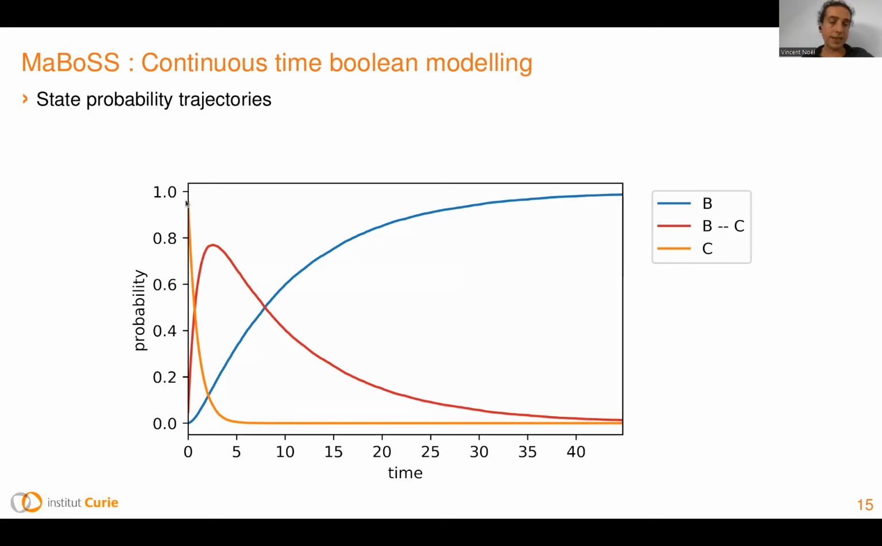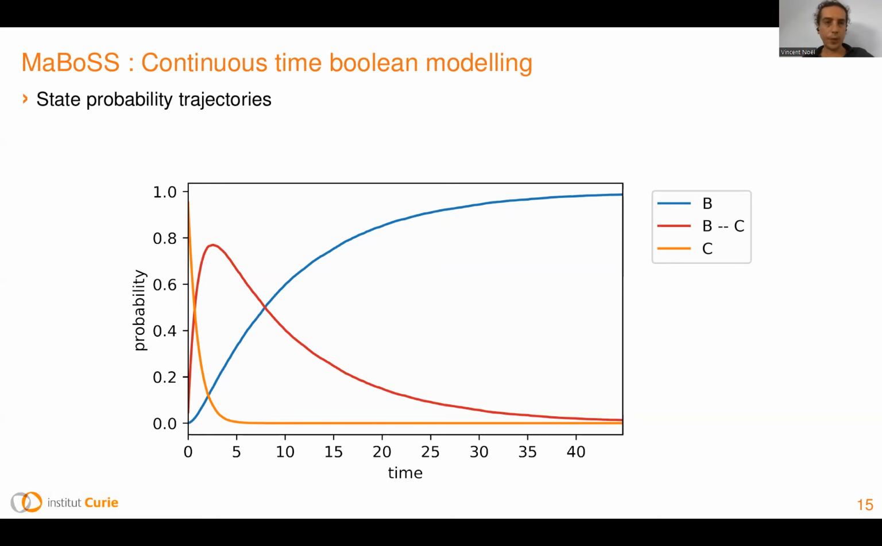Then, as time goes on in our simulation, we start activating the node B. And then we switch to have a majority of the probability to have both B and C active. And then, slowly over time, we'll have the node C turning to 0. So we will have mainly the node B active. And at the end of our simulation time, we will mainly have the node B active, and so C will be inactive.